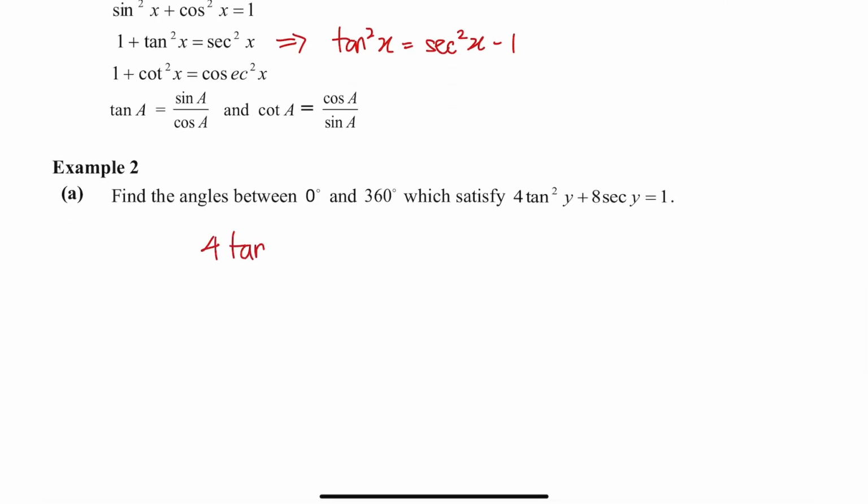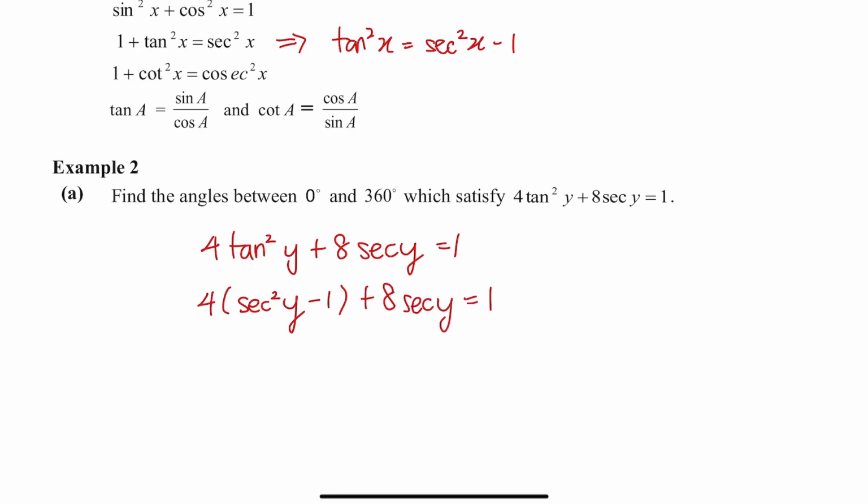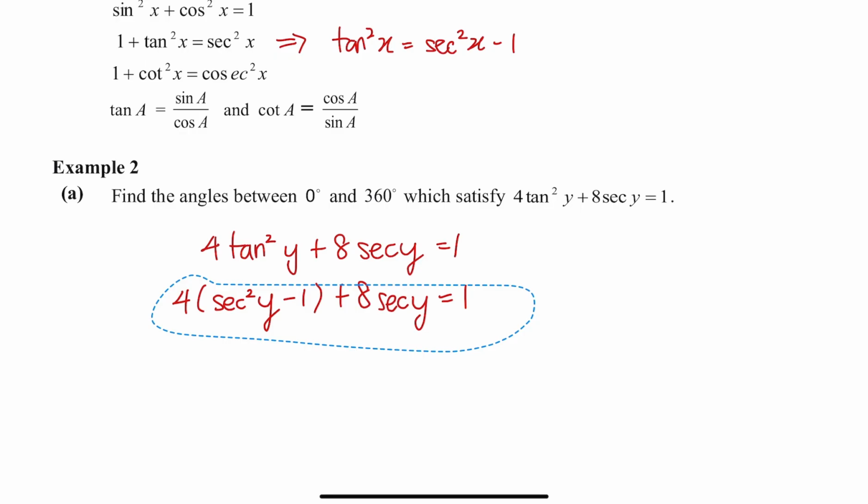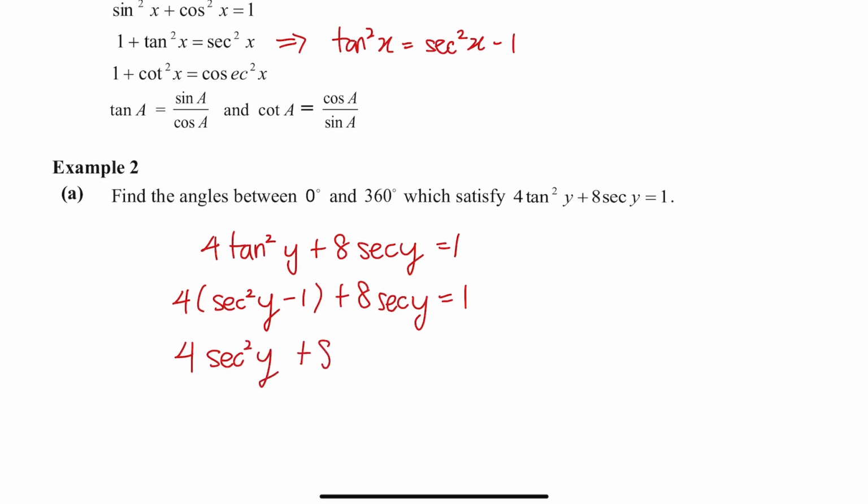So therefore we continue downwards. 4 tangent square y plus 8 secant y equals 1. I can replace tangent square y by secant square y minus 1. So this is equal to 4 times secant square y minus 1, plus 8 secant y, equals 1. Moving forward, I expand and simplify, I'll get 4 secant square y plus 8 secant y minus 4. Then subtract 1 from both sides, I'll get minus 5 equals 0.